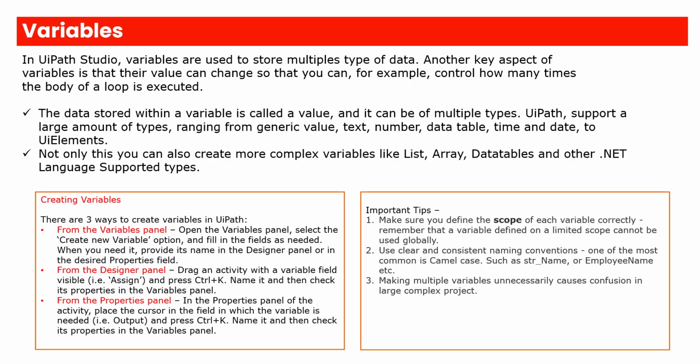Another thing is to create a practice of defining variables with consistent naming. You can follow your organization's guidance, but you should follow consistent naming conventions. You can use camel case, or you can use the data type, an underscore, and then the name of the variable, like str_name or employeeName. It depends on your organization's naming convention. You should also avoid creating multiple variables unnecessarily. Try to reduce the number of variables as much as you can when designing a workflow.